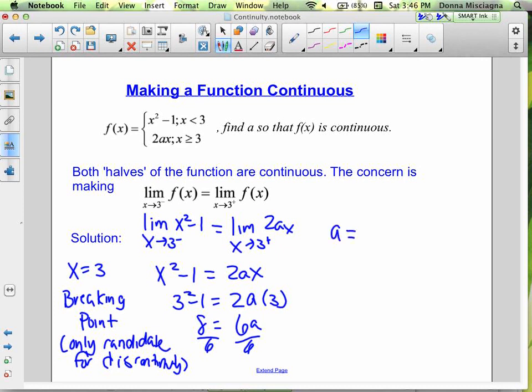A is equal to 4/3. Divided both by 2, 4/3. Right? And that's our answer for a. So when a is 4/3, our function is continuous. And that's all there is to making a function continuous.